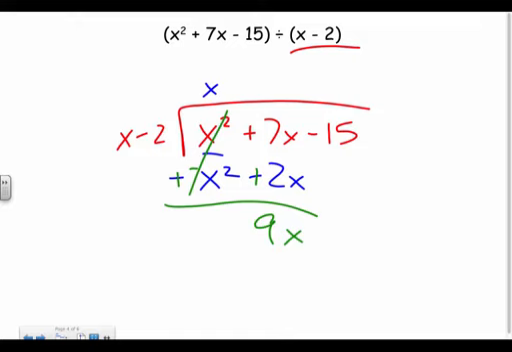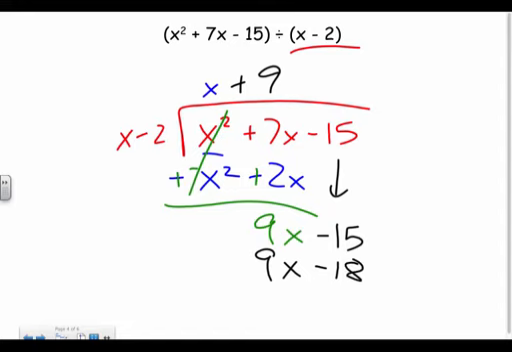Well, now we go to the next one. I got to bring down my minus 15. Minus 15, right? You always bring it down in long division. Then I got to think, I want this x to be a 9x. So what do we got to multiply by? Well, a positive 9. So x times 9, or 9 times x, is 9x. And then 9 times negative 2 is negative 18.